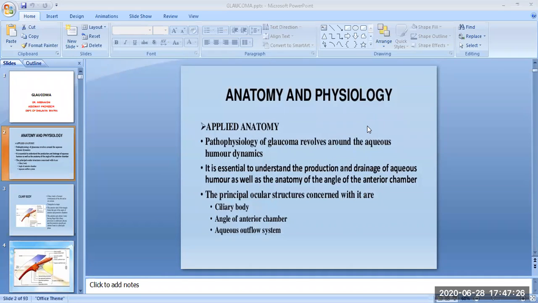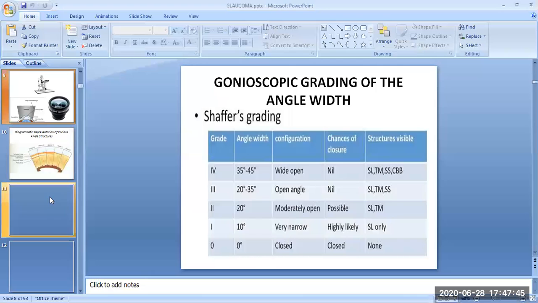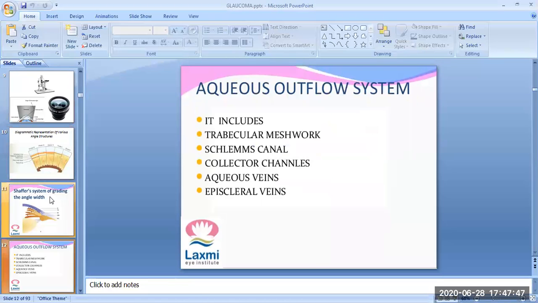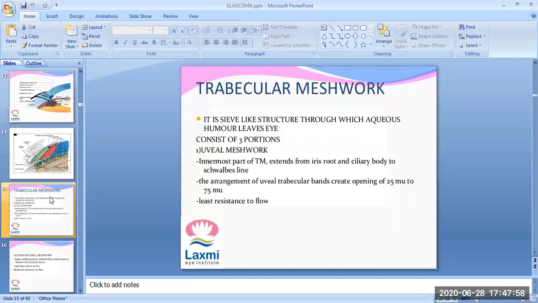In the previous session, we studied the applied anatomy of the pathophysiology of glaucoma. We were studying the principal ocular structures. We have already discussed the ciliary body, the angle of anterior chamber, and then we were studying the aqueous outflow system. It includes trabecular meshwork, Schlemm's canal, collector channels, aqueous veins, and episcleral veins. So we're discussing the trabecular meshwork.